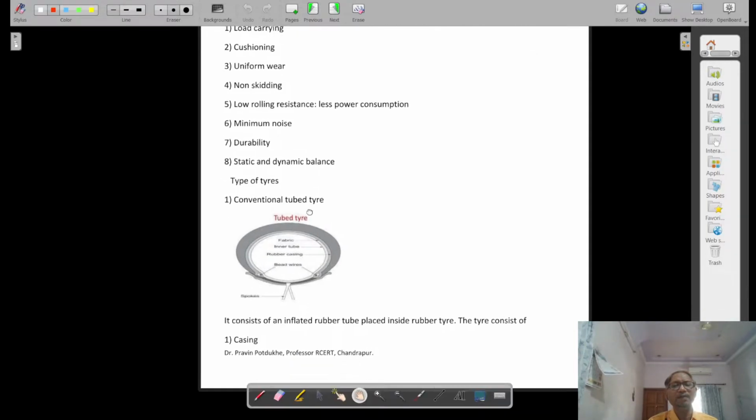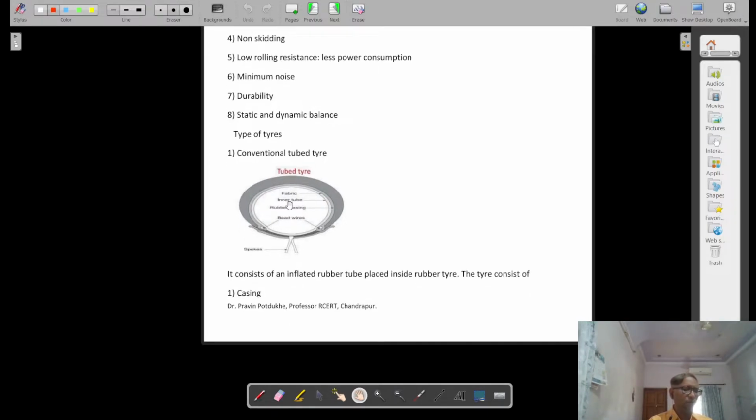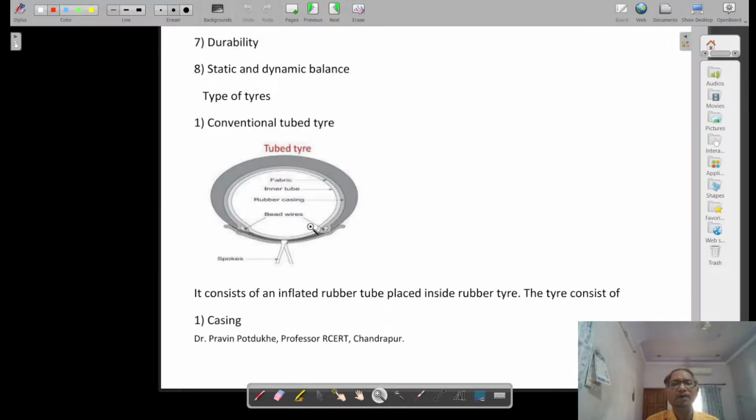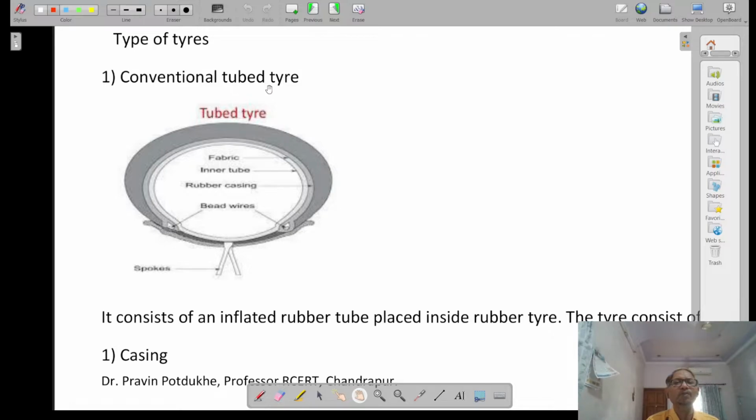So what are the different kinds of tires? There are different kinds of tires, no doubt. But the first one I am telling you here is the conventional tubed tire. You can see over here the conventional tube tire. So what does a conventional tube tire consist of? It consists of the inner tube.